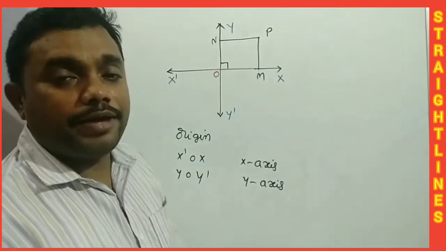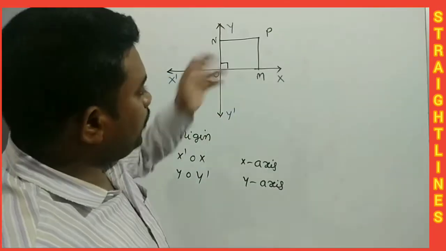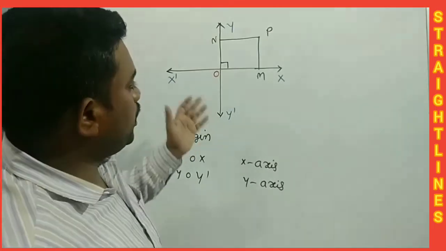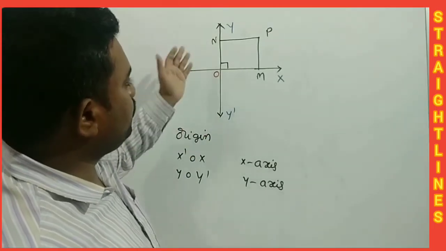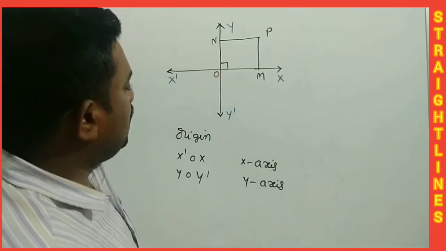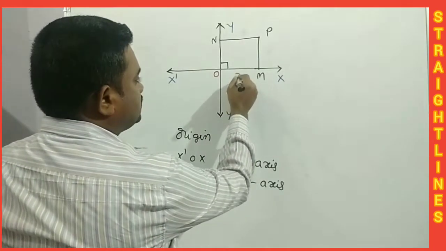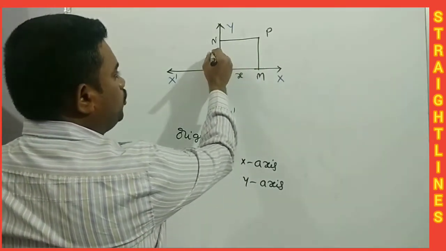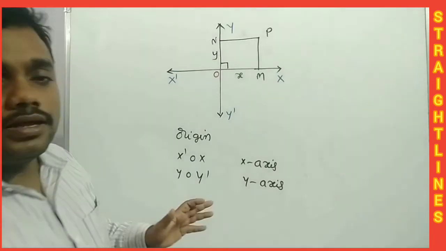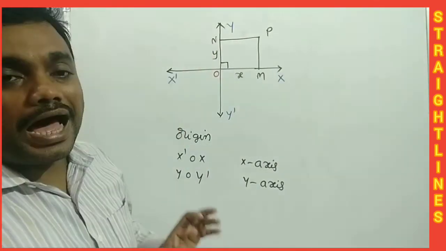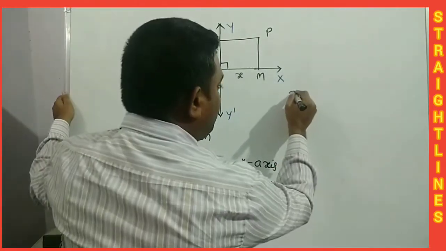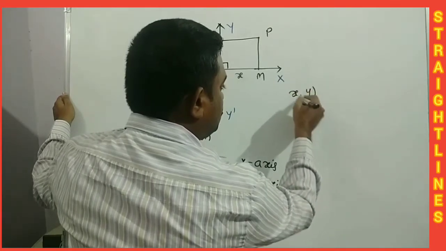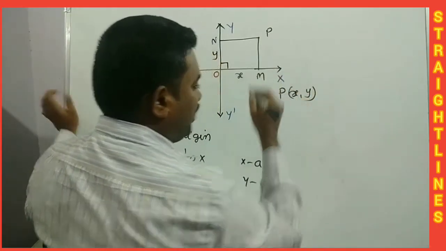Let P be any point in the plane. From P, draw PM perpendicular to the x-axis and PN perpendicular to the y-axis. Let OM equal x and ON equal y. Then we denote P by the ordered pair (x, y). The point P is (x, y).